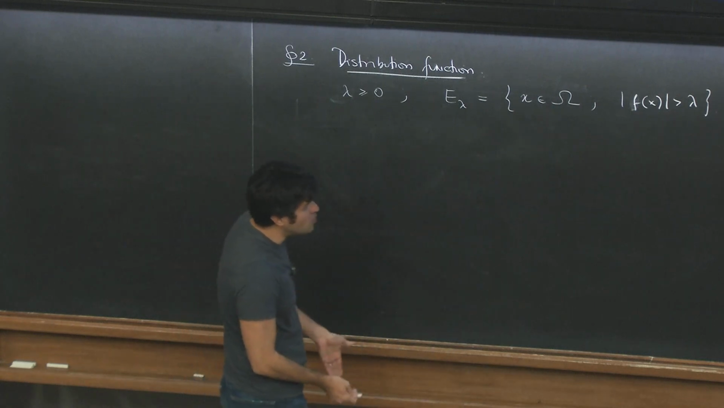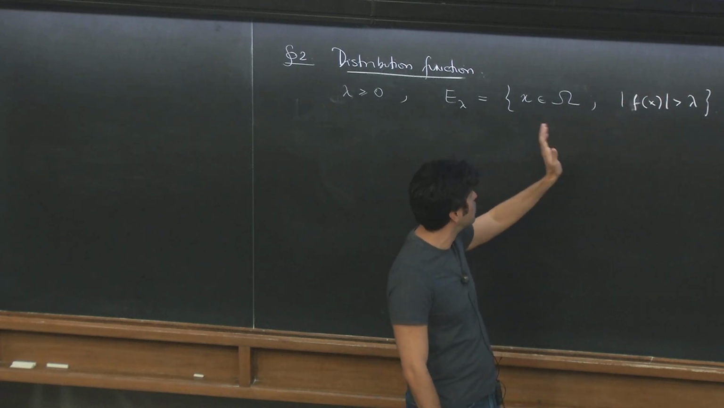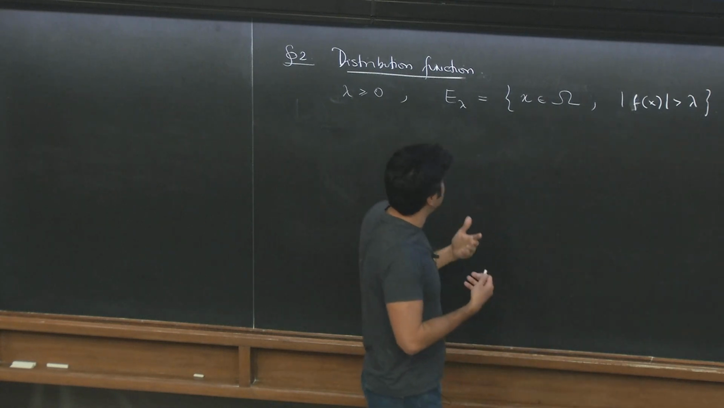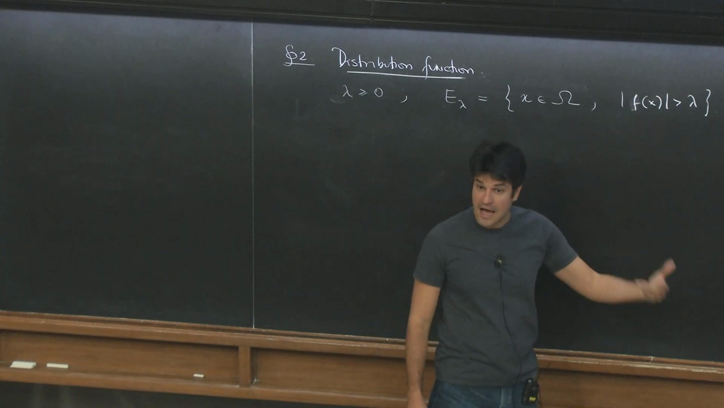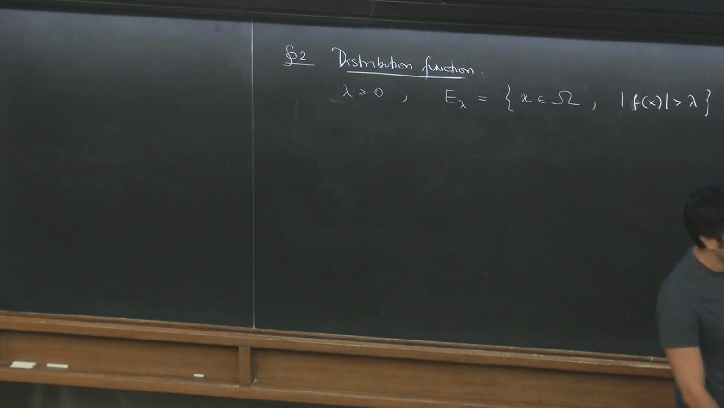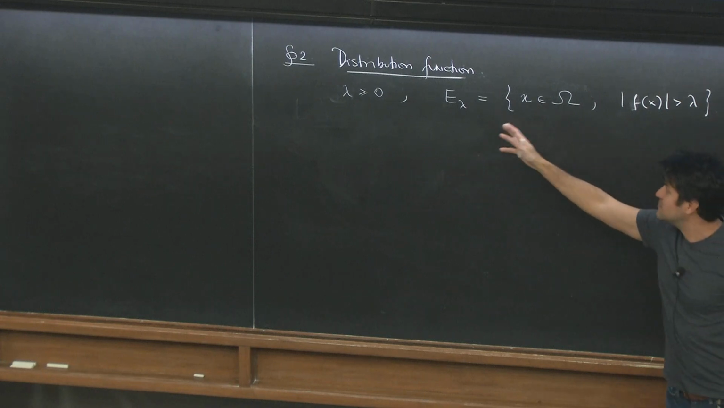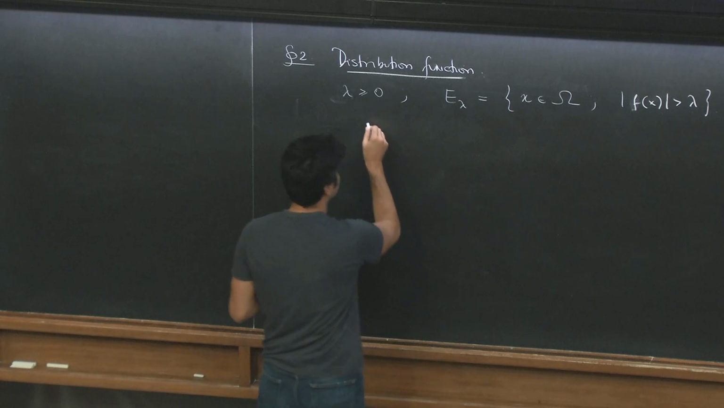So these are the points where the value of your function, let's put the absolute value here, but you could consider it without, is bigger than lambda. If lambda is 10, this is the set of points where f is bigger than 10. If this is 100, the set of points where f is bigger than 100. You see, these sets cannot be very big. If your function has finite LP norm, for example, if the integral of f to the p is a finite number, then you cannot have the set where the function is large be also very large. So sometimes this is called the distribution function of the modulus of f.